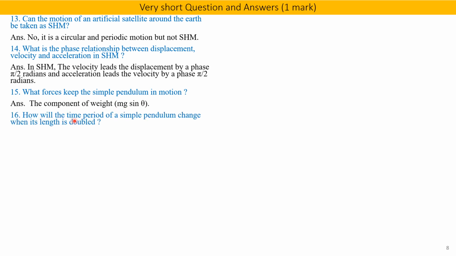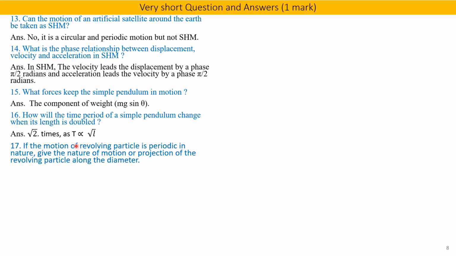How will the time period of simple pendulum change when its length is doubled? When it is doubled, it changes by root 2 times as T is proportional to square root of L, where L is the length of pendulum.